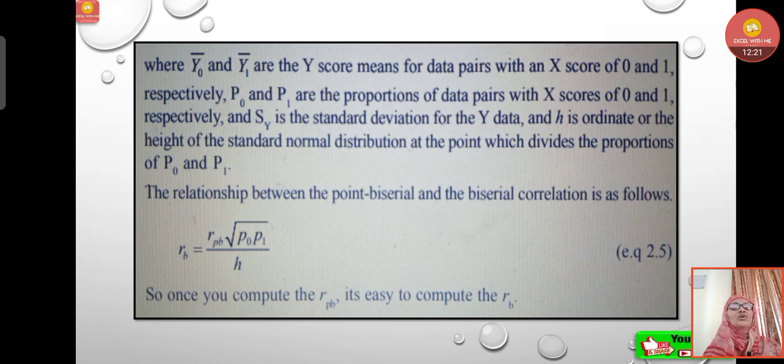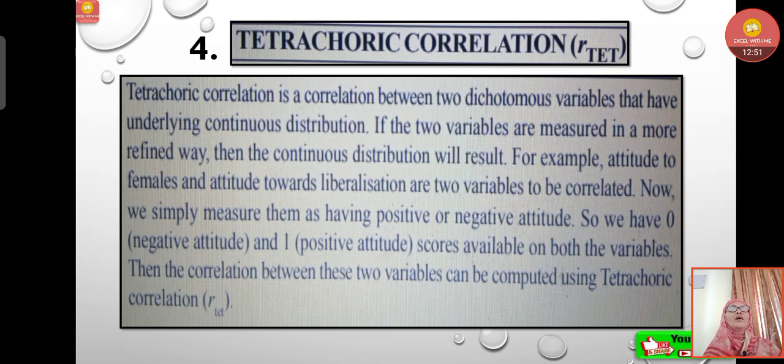So here the scores are given respectively, and P0 and P1 are the proportions of the data pairs with x scores of 0 and 1 respectively. So we can calculate with the help of the formula and understand the distribution at the point which divides the proportions of P0 and P1. The relationship between the point biserial and the biserial correlation is as follows. So once you compute the r_pb, it's easy to compute r_b. If you calculate point biserial first, then it will be easy to calculate the biserial one.